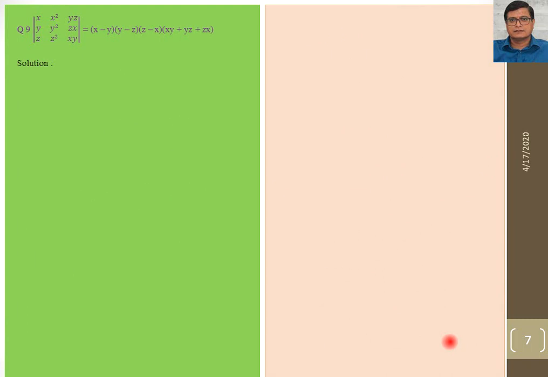Now question number 9. Let the given determinant be x square, yz, y square, zx, and z square, xy. So we apply the property here. In R1 minus R3, in R2 minus R3. So after this operation, we have x minus z, x square minus z square, yz minus xy. Similarly, y minus z, y square minus z square, zx minus xy, z square and xy.